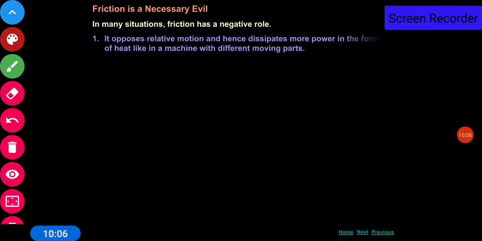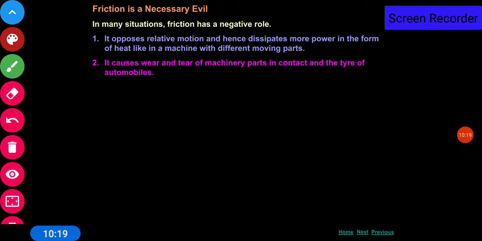Now, friction is a necessary evil. In many situations, friction has a negative role. It opposes relative motion and hence dissipates power in the form of heat, like in a machine with different moving parts. It causes wear and tear of machinery parts in contact and of the tires of automobiles.